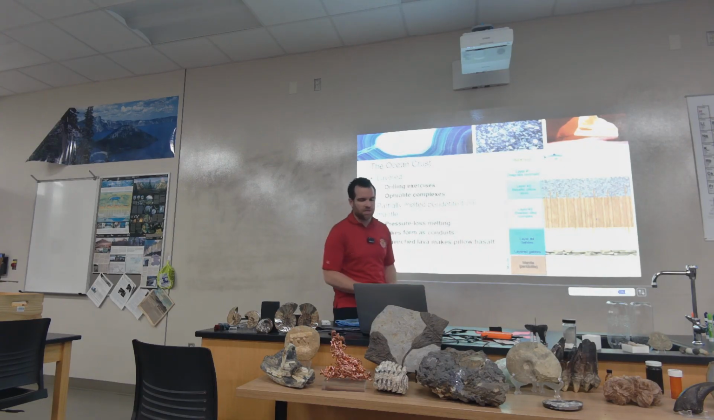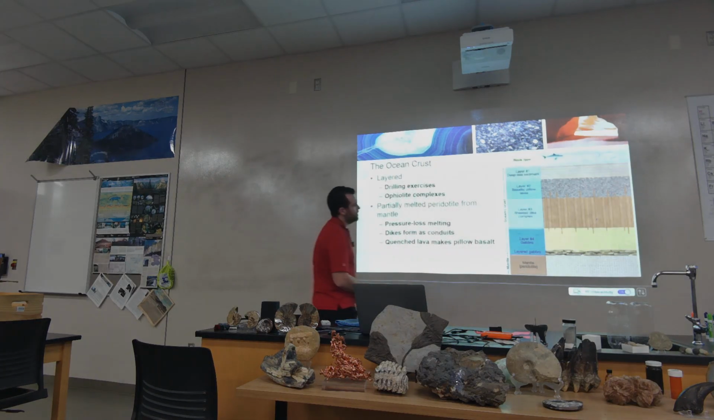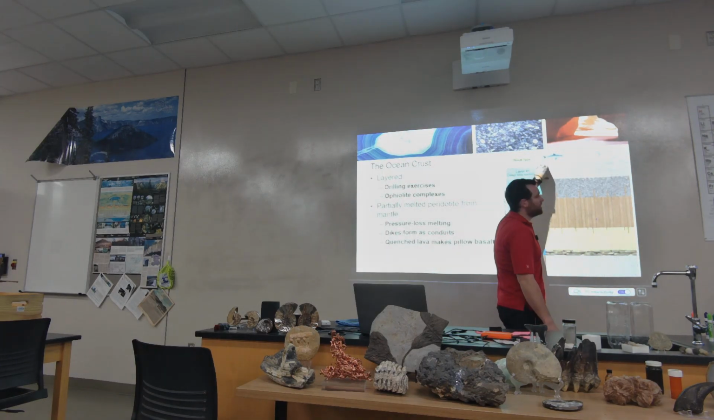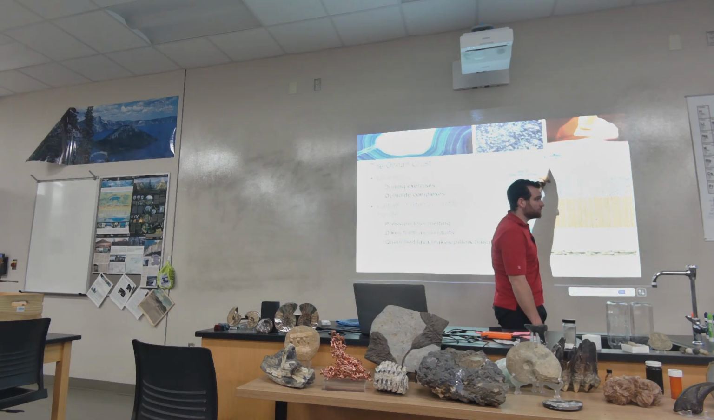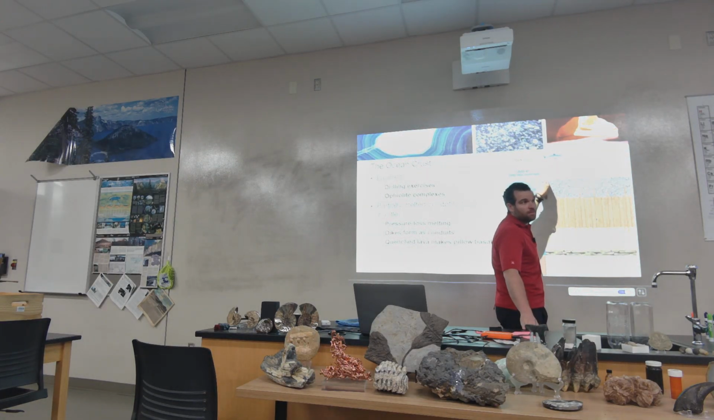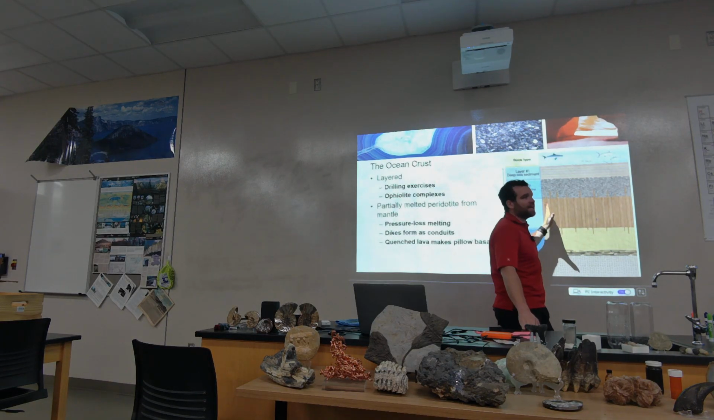This is what a cross-section of the ocean crust looks like. So here at the top, we've got our water, obviously. Underneath of that is whatever sediment has been deposited on top. Bless you. Underneath of that is the basalt that's been deposited through volcanic activity at the ridges. Then underneath of that is a dike complex.